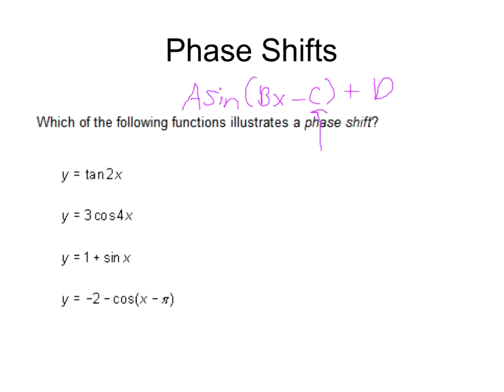Which one of these four has a number inside the parentheses, not connected to the x, but inside the parentheses? That would be d down here. The phase shift would be the minus pi. And again, if it says minus pi, that's really going to be a positive, right, when we pull it out, just throwing that out there. Remember, when it's in parentheses, we always do the opposite when it comes to the graph. So you will have a question just like this on your test.